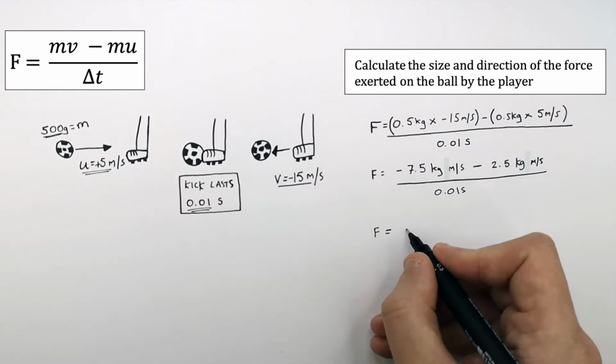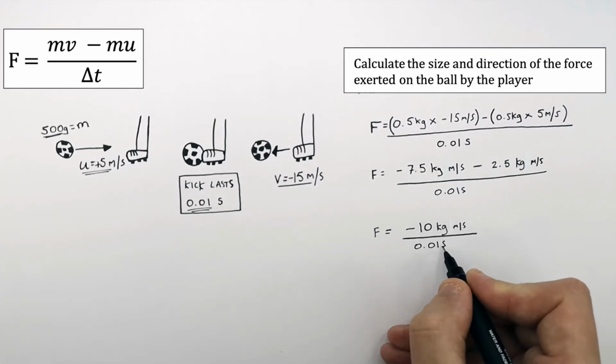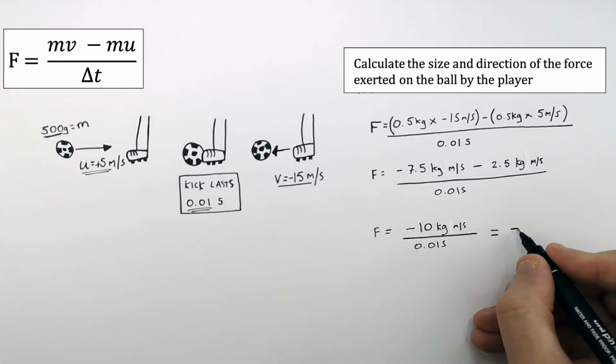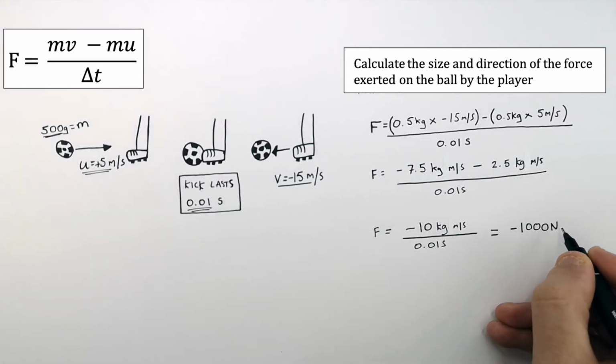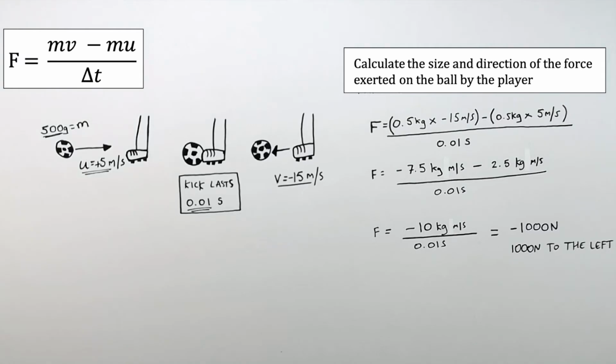So F equals minus 10 kilogram meters per second divided by 0.01 seconds. So the force exerted on the ball by the player is minus 1,000 newtons, or 1,000 newtons to the left. Remember, the size of the force is 1,000 newtons, and the direction is to the left.